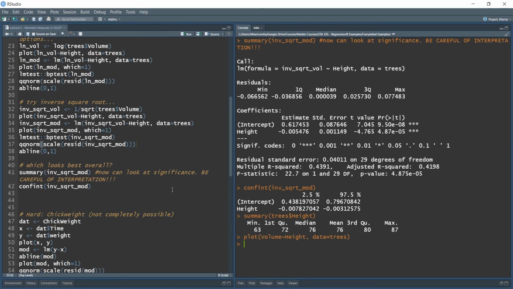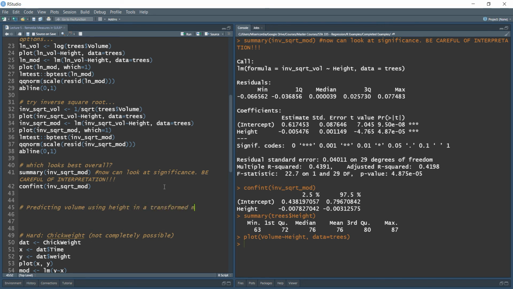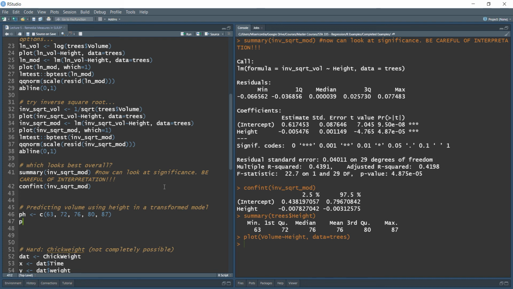In fact, this is important enough that maybe what I'll do right now is go through a particular case and demonstrate predicting volume using height in a transformed model. So what I'm going to do is have pH, which is a few predicted height values, or height values for which I want to predict the volume. And I'm just going to copy these over from my notes there. And then I'm going to have PTY, the predicted transformed y.